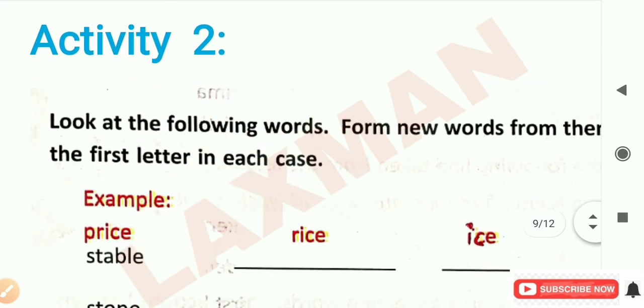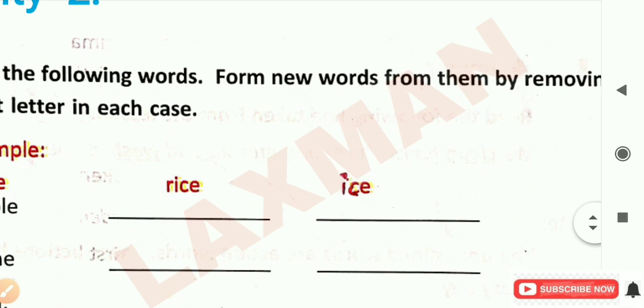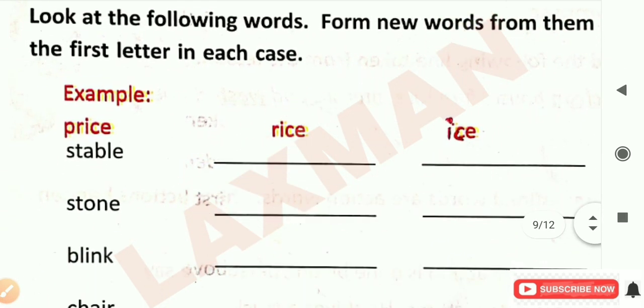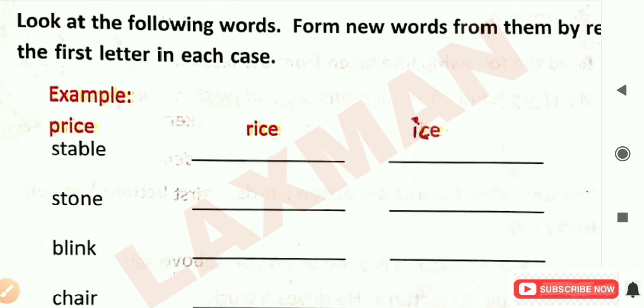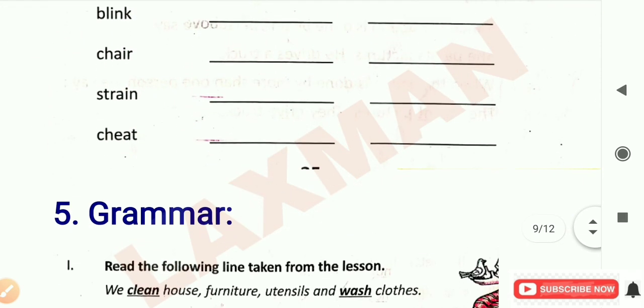And second one, activity 2. Look at the following words and form new words from them by removing the first letter in each case. So let us see here. We can see the first example, price. If you remove the first letter P, then it becomes rice. In rice, if we remove the letter R, it becomes ice. Like that the children have to do this activity with the remaining words also.